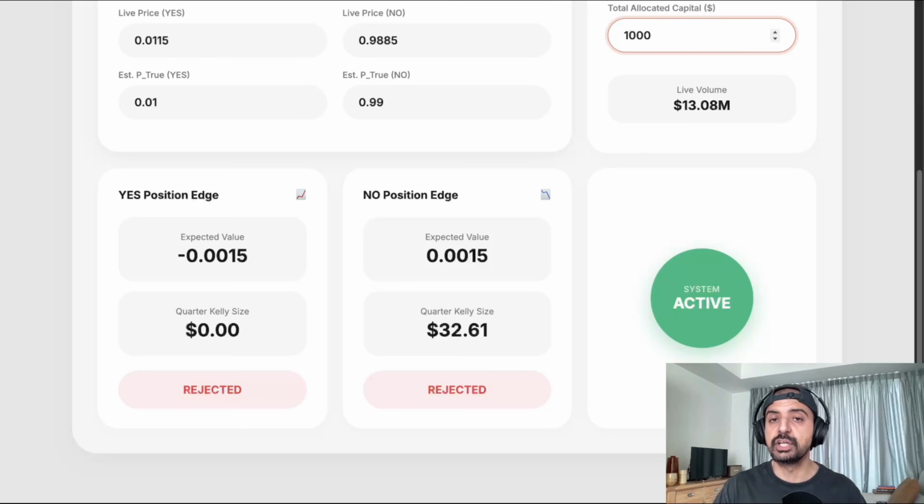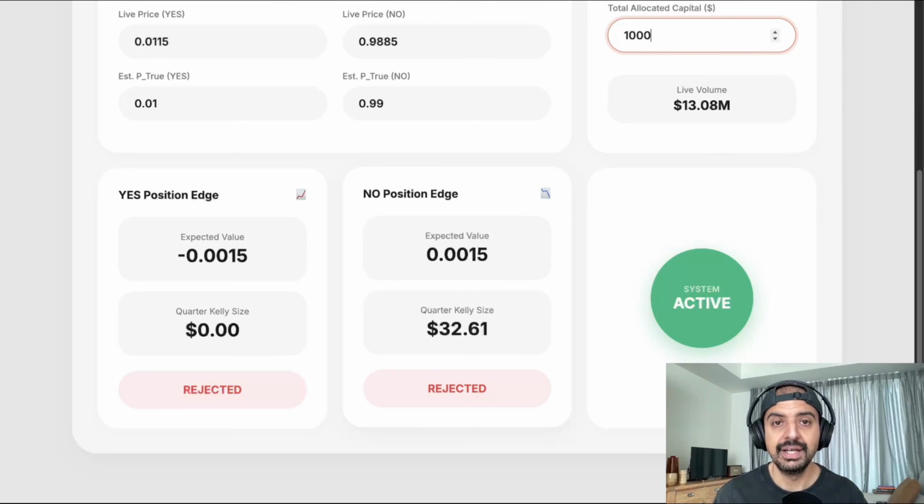And I'm specifically using quarter Kelly just to be conservative because it reduces your portfolio volatility by 75% compared to a full Kelly trade. Now, even though the no has an edge because it's still a positive expected value, it only suggests a $32.61 bet because the edge is so narrow. And once again, both trades were rejected. But let me show you the technical reason why.